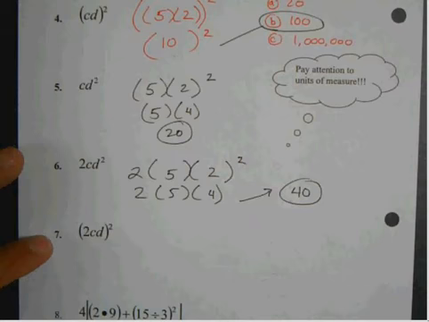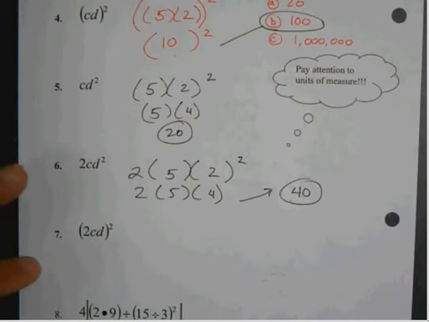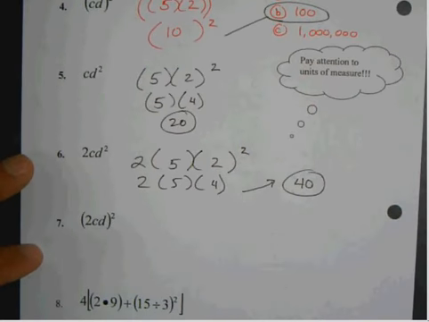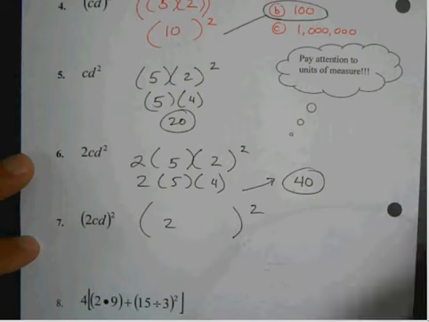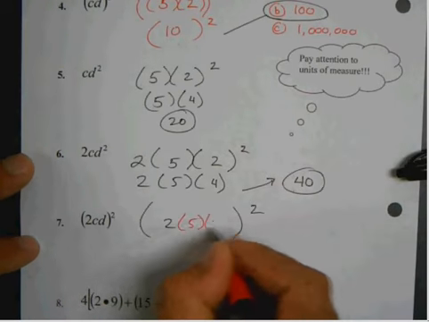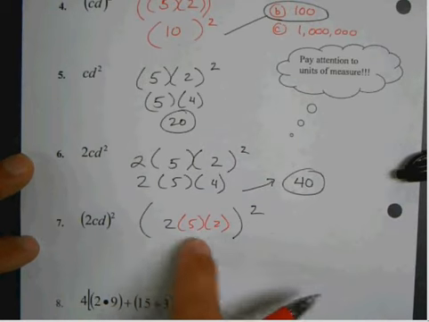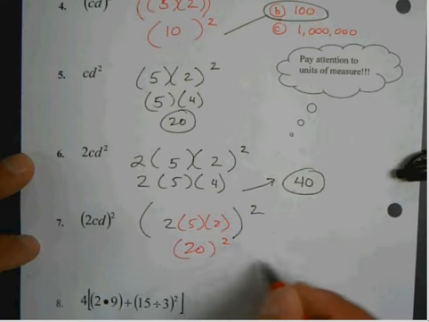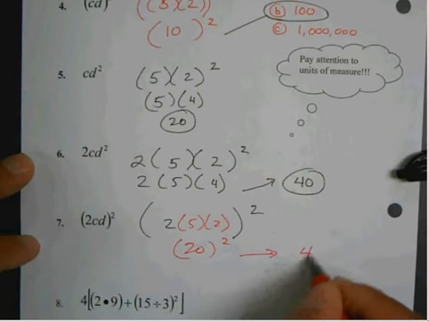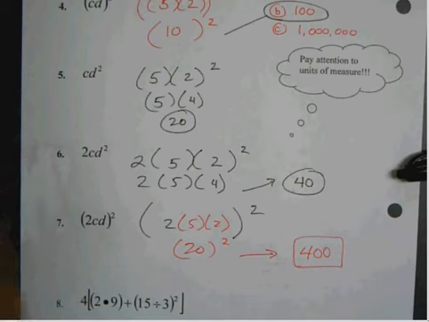Is the next one different than this one? A little bit different or a lot different? Just a wee bit, but it's going to make a massive change. So put your big parentheses with squared. Then put 2. We're still back to the 5 and the 2. Once again, 2 times 5 times 2 this time is 20. Squared is 400. Massive change in the answer just by adding one little set of parentheses.